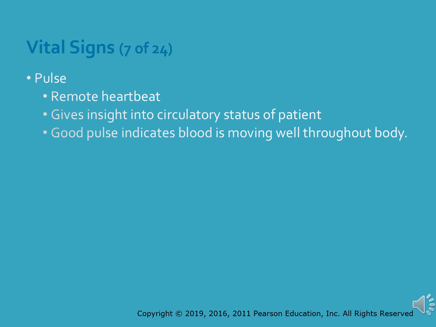Then you have the brachial, which is in the upper arm, the radial, which is in the wrist, and the pedal, which is in the foot. These pulses are referred to as the peripheral pulses because they are farther out, which is peripheral, on the body.